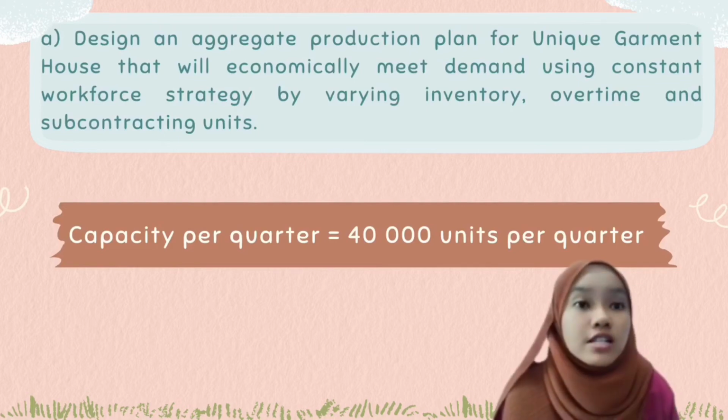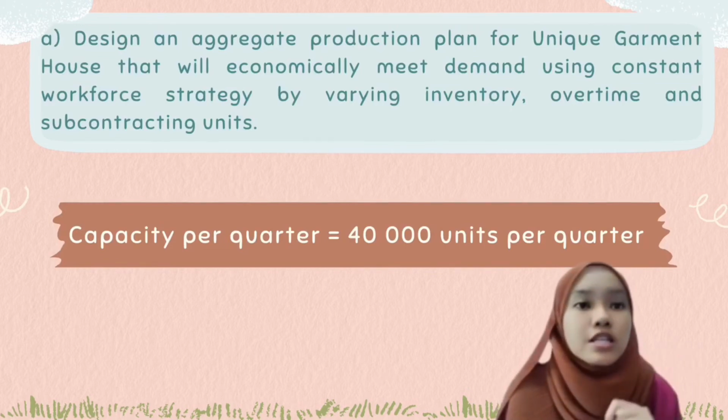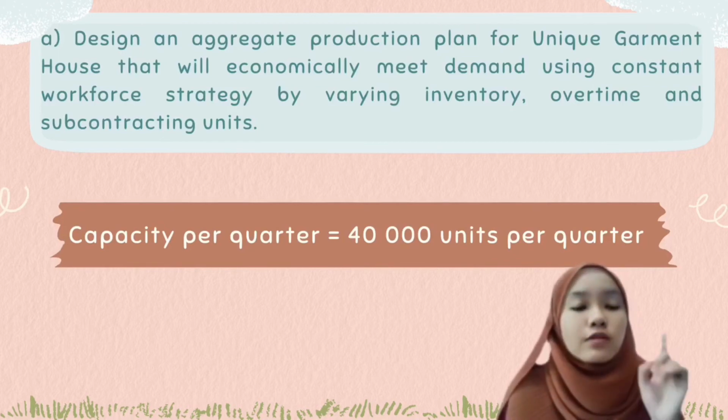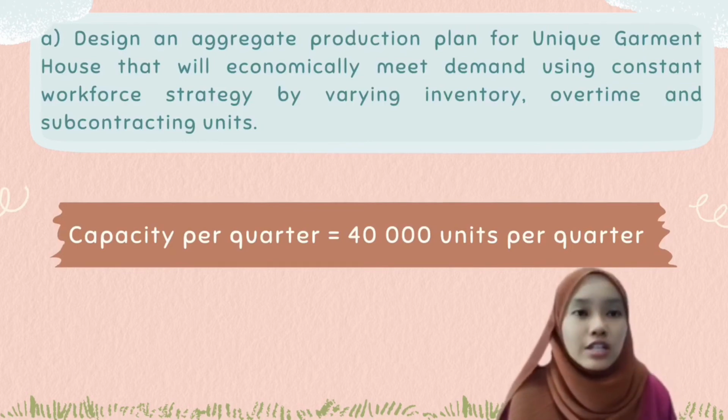So the question tells us to use strategy 5 to solve the problem. The first step is we need to find capacity per quarter. In this question, its capacity is taken from the regular capacity per quarter which has been given in the question, which is 40,000 units. So with that, the capacity per quarter is 40,000 units.